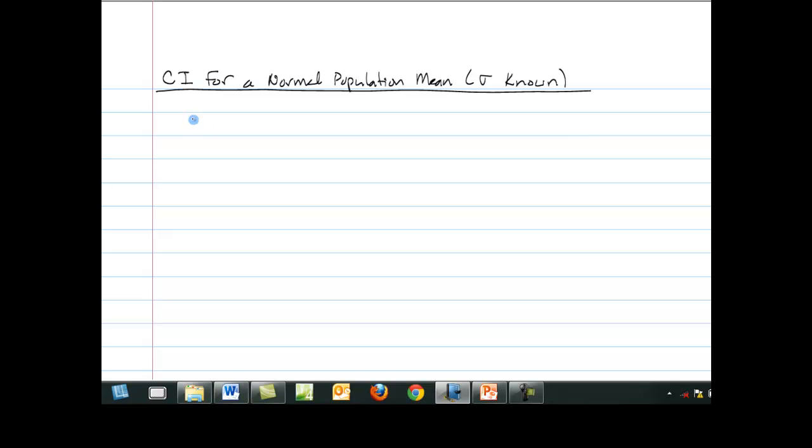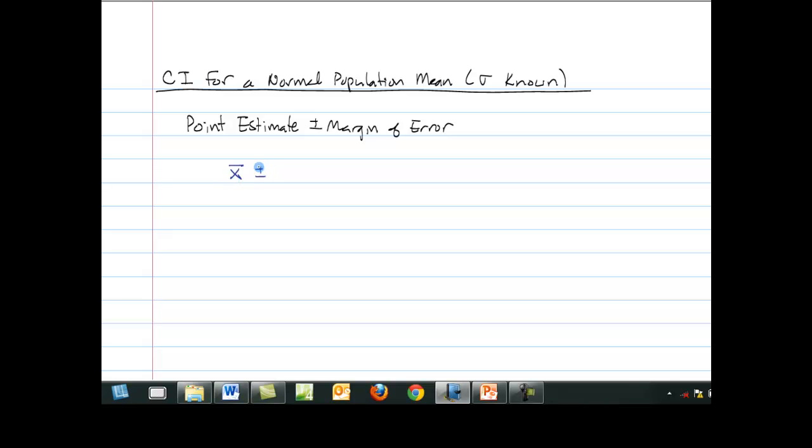So again, we start with the same general form that we'll use for any confidence interval, and that's point estimate plus or minus margin of error. Now because we are trying to estimate the population mean, I use x bar right here as my point estimate for mu. So x bar plus or minus my margin of error.